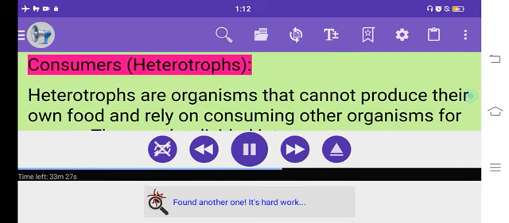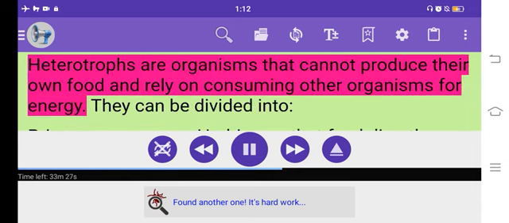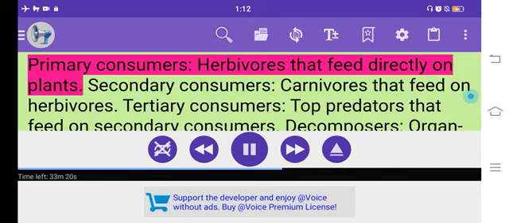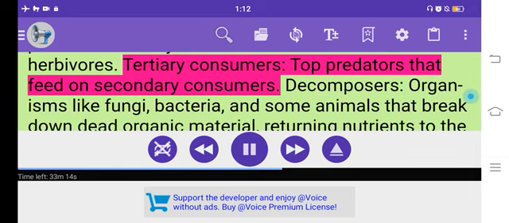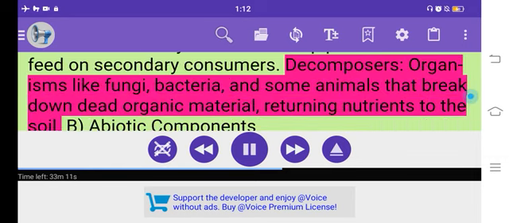Consumers, heterotrophs. Heterotrophs are organisms that cannot produce their own food and rely on consuming other organisms for energy. They can be divided into primary consumers, herbivores that feed directly on plants; secondary consumers, carnivores that feed on herbivores; and tertiary consumers, top predators that feed on secondary consumers. Decomposers, organisms like fungi, bacteria, and some animals that break down dead organic material, returning nutrients to the soil.